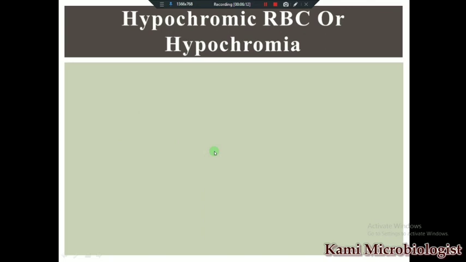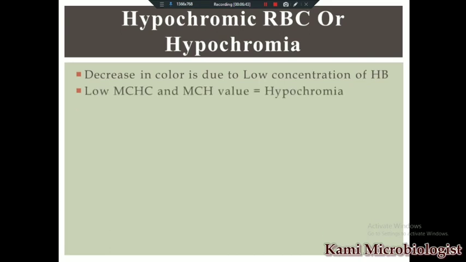Next we have hypochromic RBC or hypochromasia. What does it mean? Hypo means low, chromic means color, RBC means red blood cell. So when the RBC color is low, this is called hypochromic. It means the HB level; we know HB provides red color to the RBC. So when the HB concentration gets low, then it is called a hypochromic RBC or hypochromic RBC picture, we can say like that.